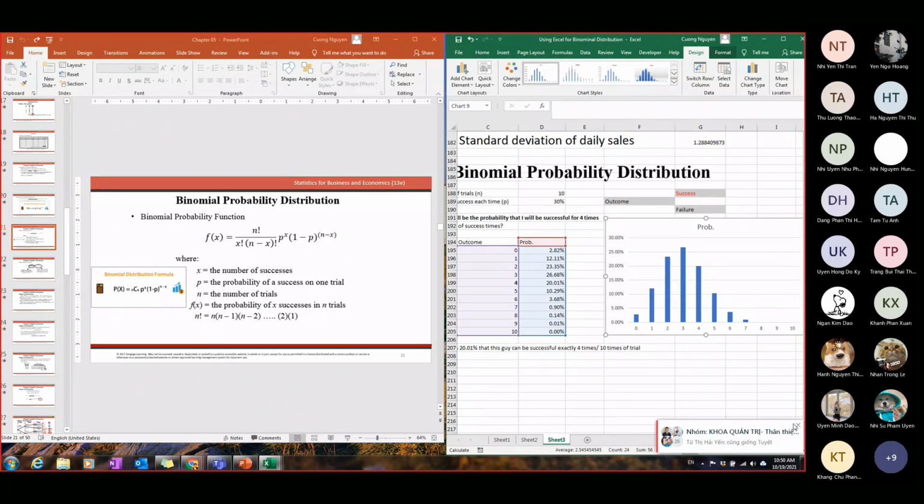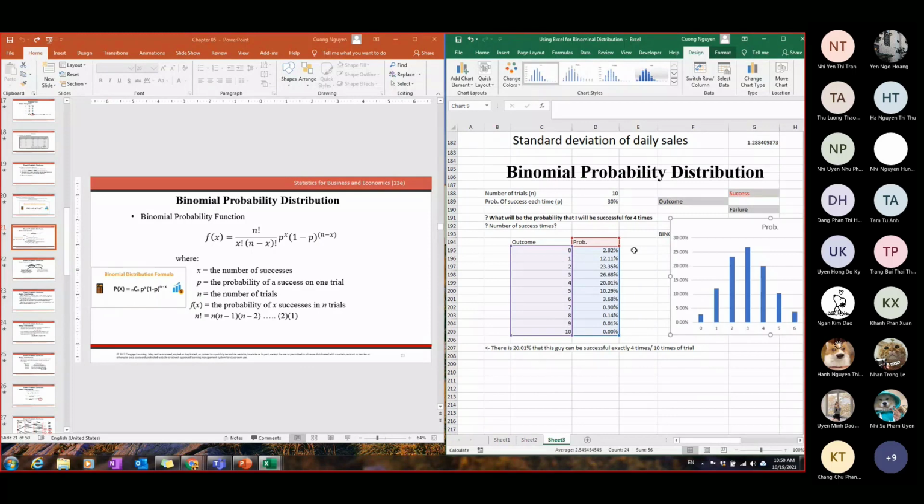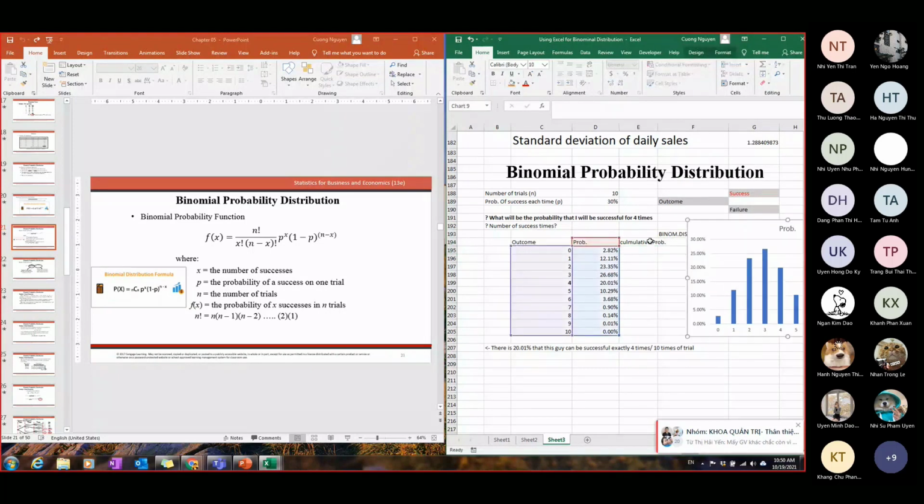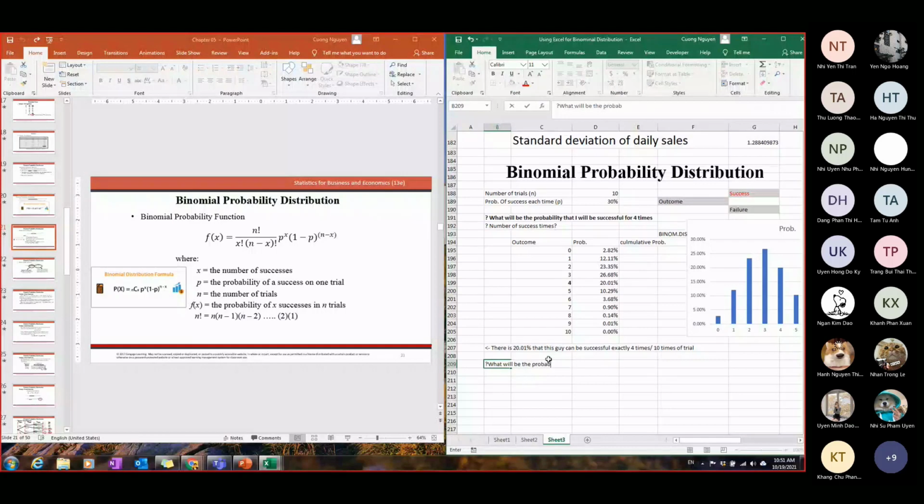Okay, right, this could be the point. And I show you another one, we can do it for the cumulative probability. So when I talk about the cumulative probability, that means I want to ask: what will be the probability that I will be successful up to 4 times? Okay, up to 4 times.